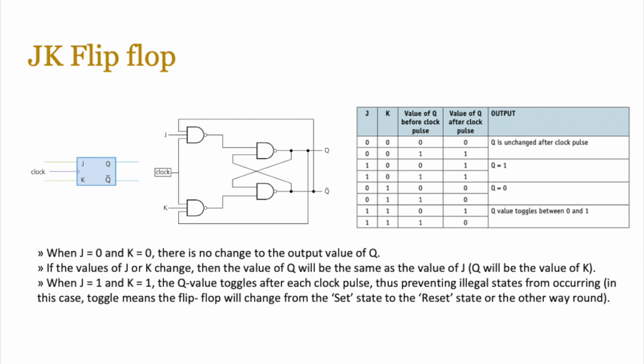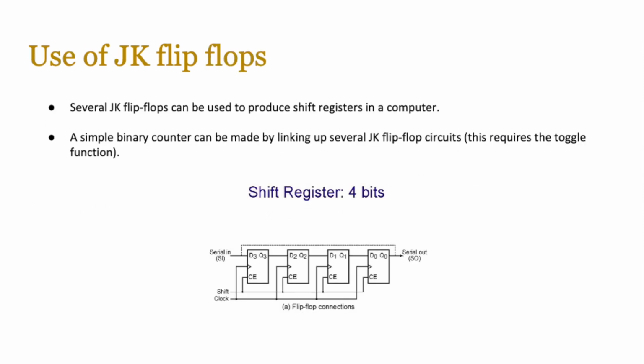So why do we use JK flip-flops? Well, we use them to produce shift registers in a computer. So remember binary shifts from AS, that can happen using JK flip-flops. And we can also create simple binary counters by linking up several JK flip-flop circuits together, because that requires a toggle function which is available in a JK flip-flop.